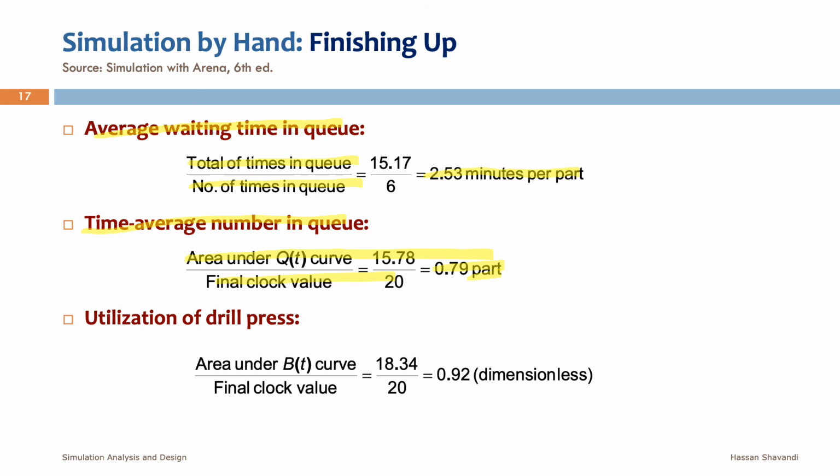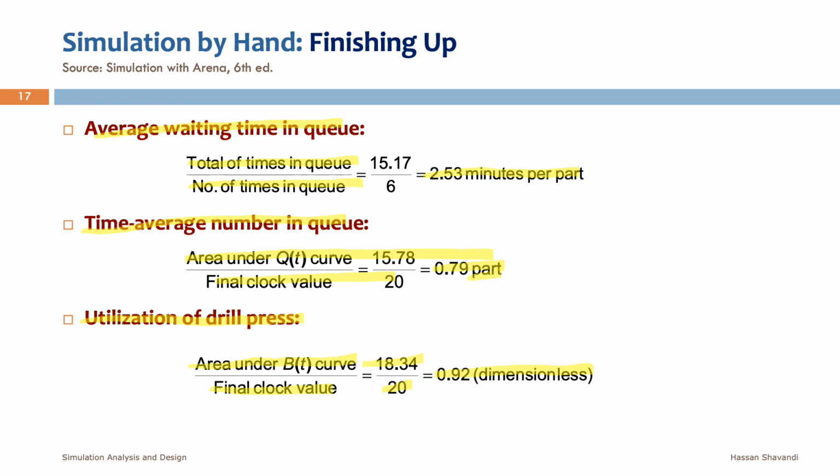We can also calculate the utilization of the machine or server, which is a drill press here. It is calculated by dividing the area under the BT curve by the final clock value, 18.34 divided by 20. Again, it's 0.92 and it's dimensionless. So here we say that on average, 93% of the time the machine is busy, the machine is working. This is the utilization rate of the machine, or drill press here.